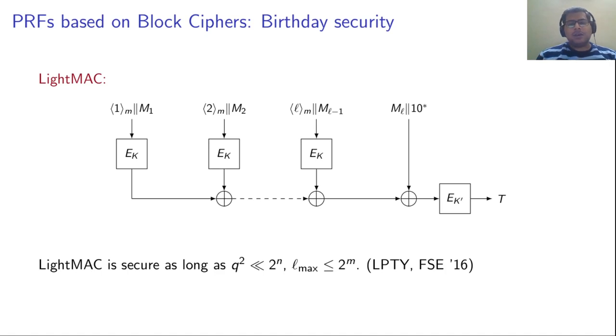Then there is LightMAC by Luykx et al., which is a refinement of PMAC in terms of a cleaner security bound. In LightMAC, instead of masking, we encode the message block along with counter values which depend upon the position. For the first position, we encode it with counter value 1, the second position with counter value 2, and so on. Then we do the same processing as done in PMAC. We encrypt the values and sum them together to get a hash value, which is again encrypted to get the output. LightMAC has been shown to be secure as long as q is at most 2^(n/2).